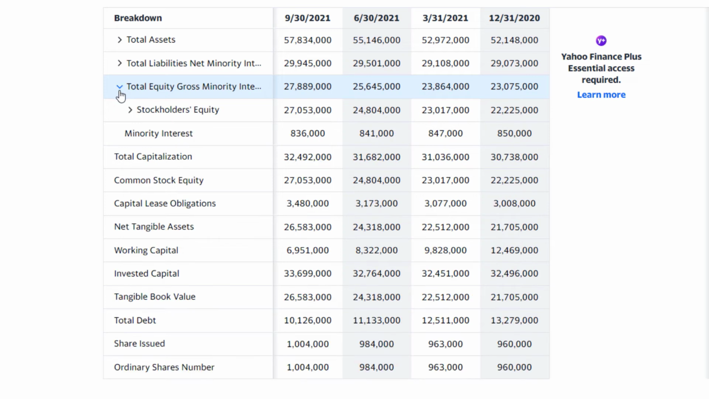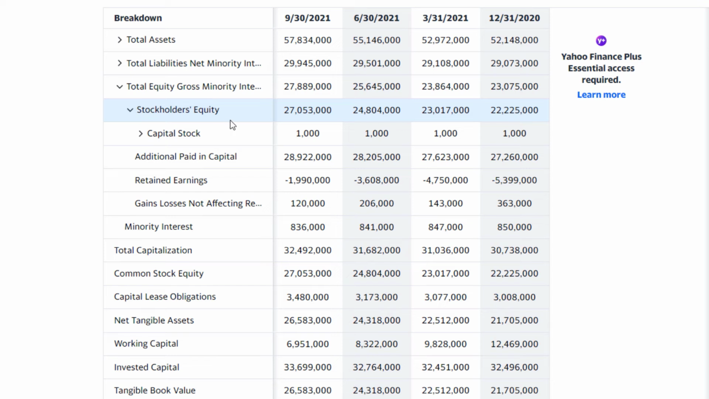If we break that out, most of that's going to be in stockholder equity, right? We own stock. Now, there's some minority interests and different things too, but you can see it's such a smaller number, 836 million, compared to that 27 billion of stockholder equity. That makes up that total of 27.889. If we dig a little deeper, you can see that almost all of that is capital, money that's been raised by selling stock, basically.